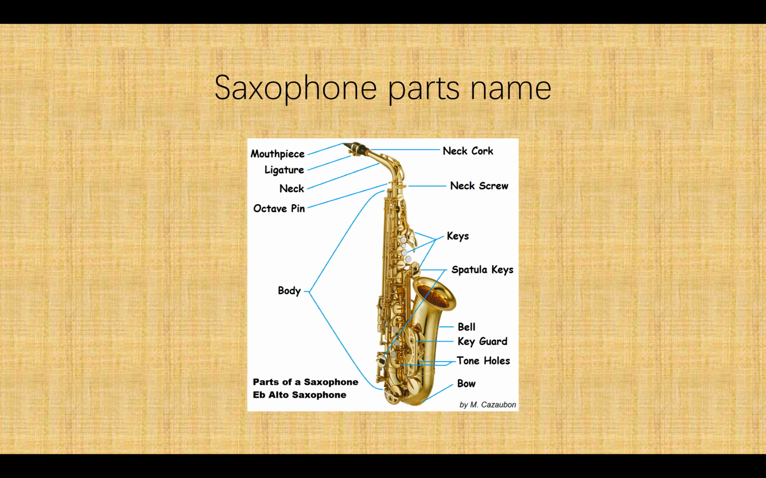On this page, the pictures show you some parts of saxophone and what their names are. From the top to the bottom, the first part is called mouthpiece, and then neck, octave pin, neck, and the body part includes keys, spatula keys, bell, key guard, tone holes, and the bow.